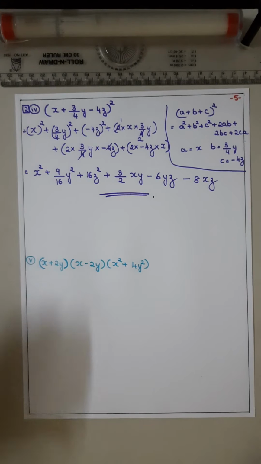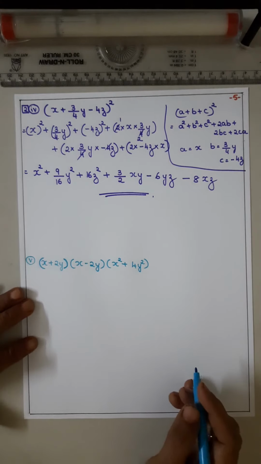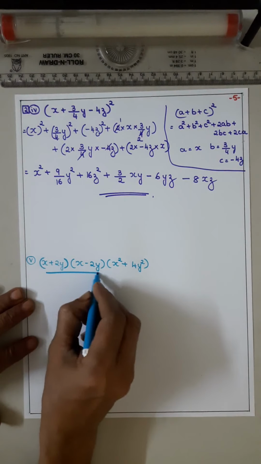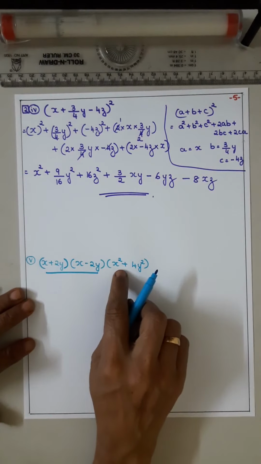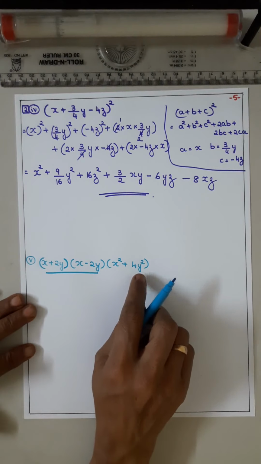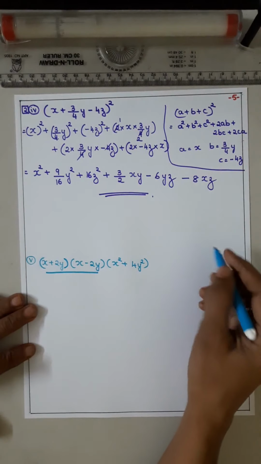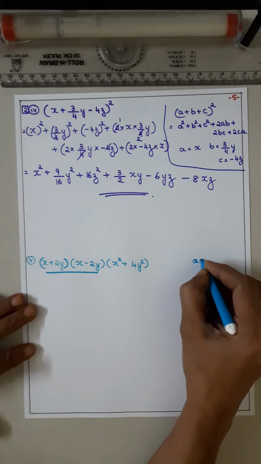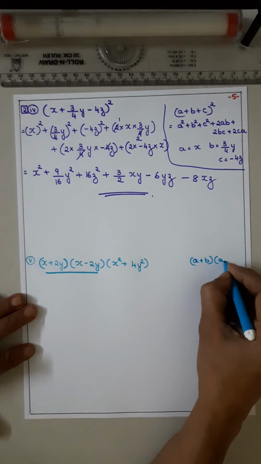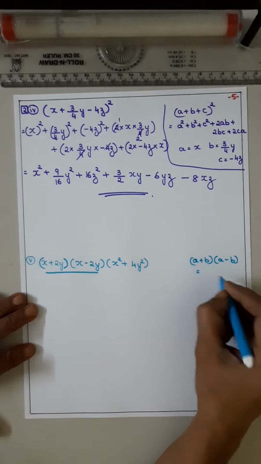Okay. Now coming to the fifth sum. Now a little bit higher level. So x plus 2y, x minus 2y, same terms but with the different sign. Now here it is x squared plus 4y squared. This type of sums you have seen in the first question, isn't it? So it is a plus b, a minus b. You will get a squared minus b squared. Terms are same with the different signs.